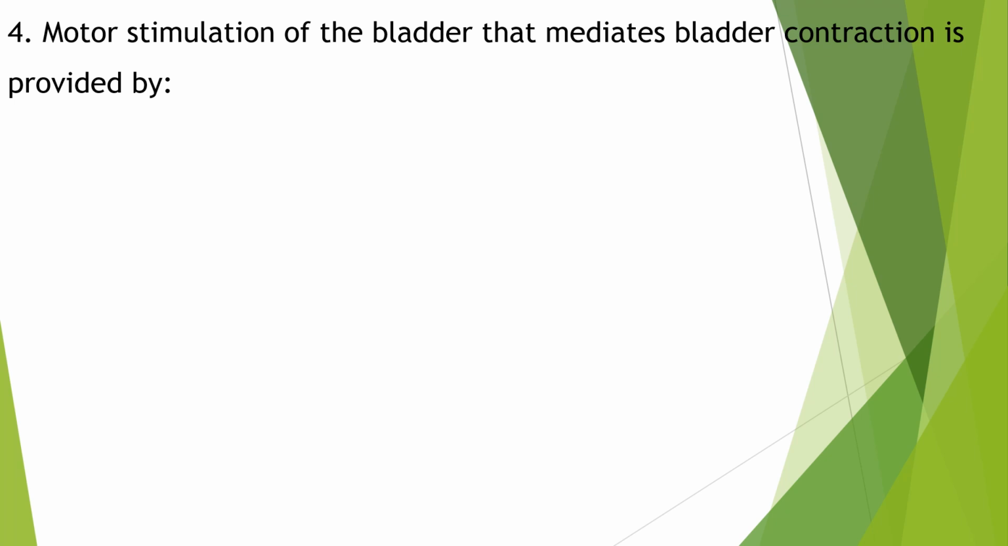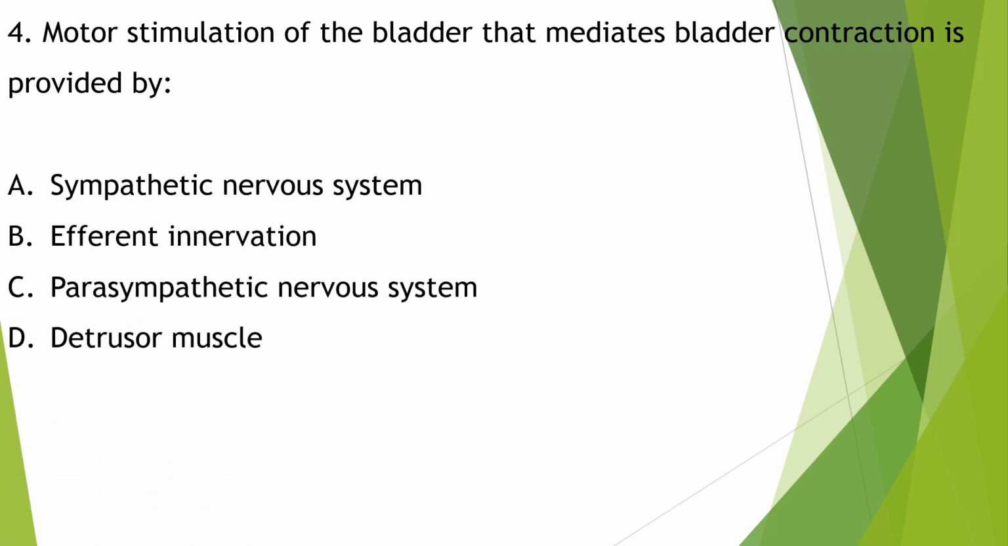Motor stimulation of the bladder that mediates bladder contraction is provided by the sympathetic nervous system, efferent innervation, parasympathetic nervous system, or detrusor muscle. Bladder control is mediated by the interplay between the sympathetic and parasympathetic nervous systems. The parasympathetic system provides the stimulus for bladder contraction. The sympathetic nervous system mediates bladder storage.